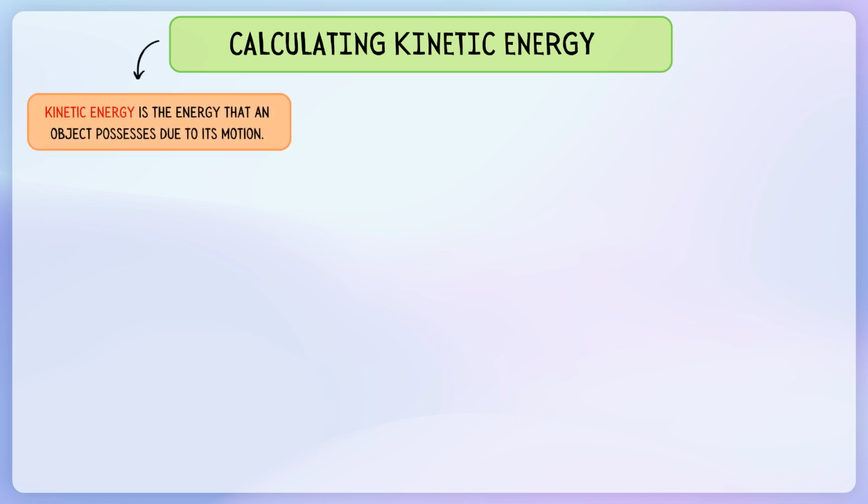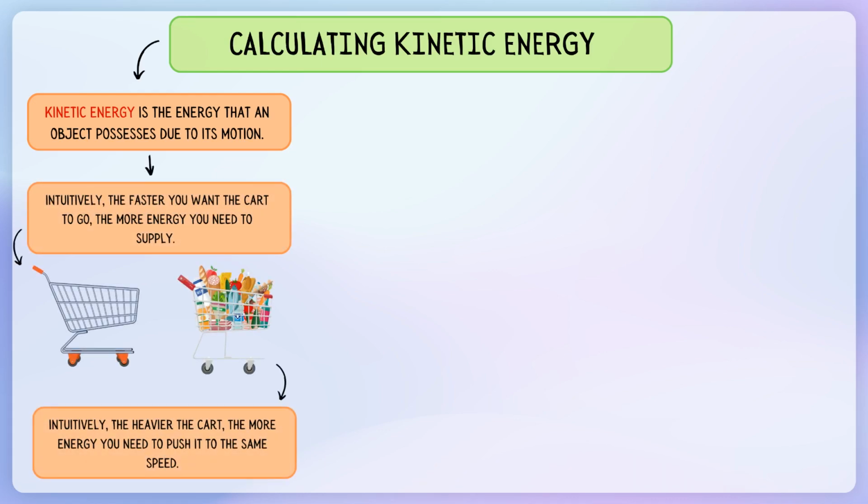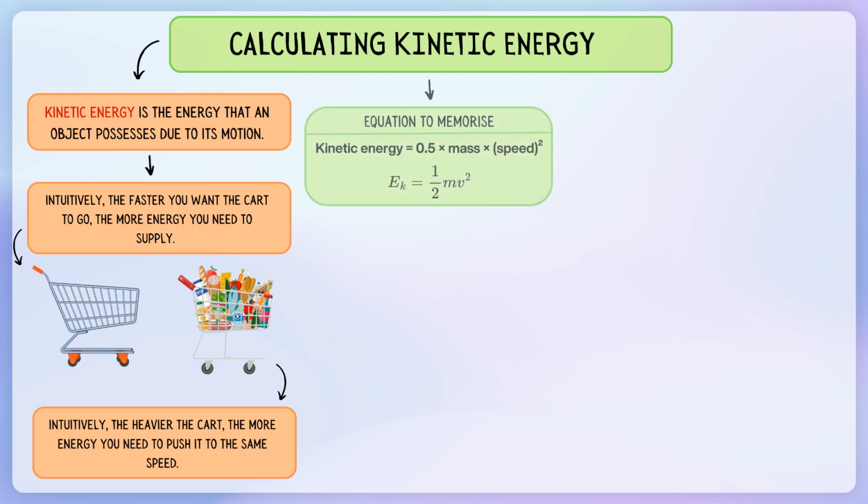Let's recap. In today's lesson, we delved into the concept of kinetic energy, focusing on its formula and the quantities involved. We recapped the definition of kinetic energy from our previous lesson, and then discussed intuitions about kinetic energy using the example of pushing a shopping cart. We learned that kinetic energy can be calculated using the formula kinetic energy equals half mass times speed squared, and that it's measured in joules.